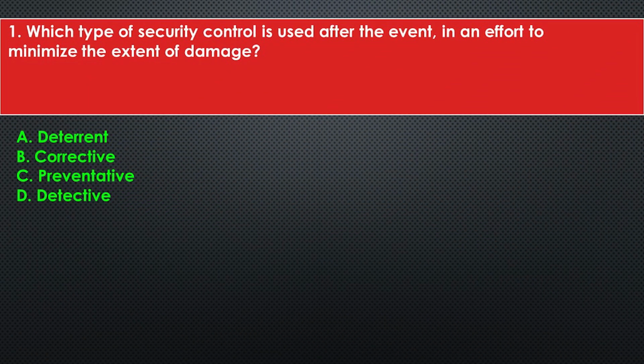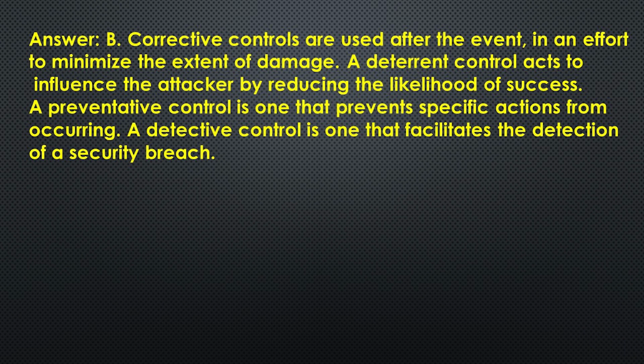1. Which type of security control is used after the event, in an effort to minimize the extent of damage? A. Deterrent. B. Corrective. C. Preventative. D. Detective. Answer: B. Corrective controls are used after the event, in an effort to minimize the extent of damage.